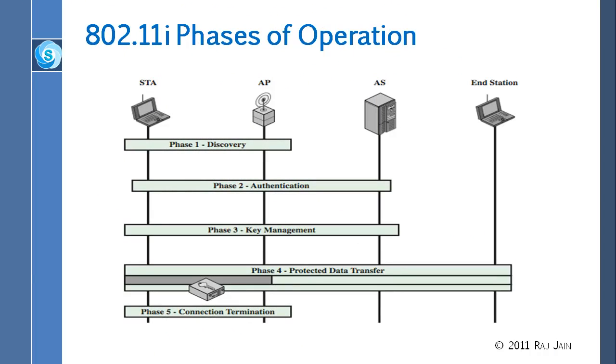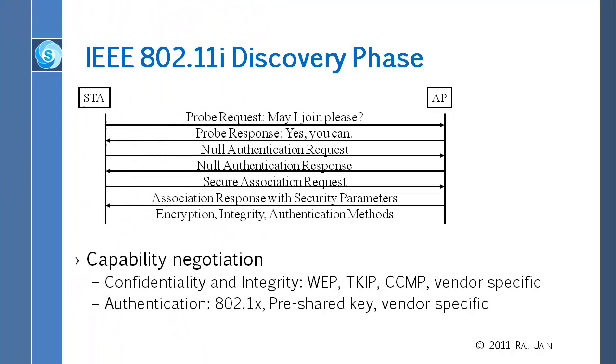But before we go to that detailed description, there are 5 phases. Phase 1 is finding the AP. Second phase is authenticating. Third phase is key negotiation. Fourth is then data transfer and then disassociation. Okay, all right. So the discovery phase is the only thing which isn't clear.